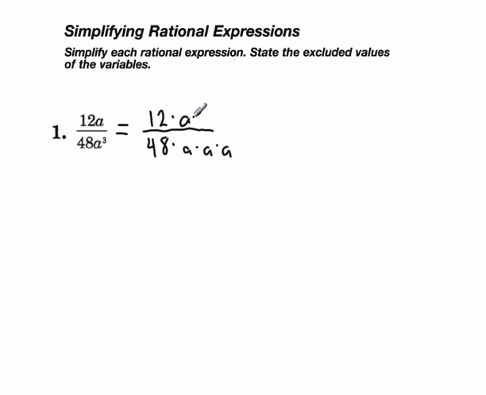Now, anything that's the same on top and bottom will cancel. So I have a matching pair of a's. A divided by a just by itself would be 1. So those will cancel out. 12 is a fourth of 48, so I'm going to simplify it like that. And a reduced version of this answer will be 1 over 4, then a to the second power. Since I have two a's, just simplify that with an exponent.